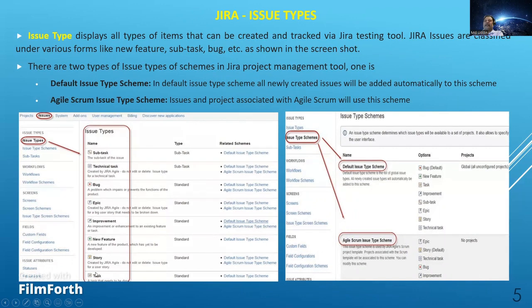Like what kind of issue are you creating? Are you creating a story, or a new feature, or is it an epic or a bug? These are the types of issues you have to define when you're creating an issue. So when you choose the issue type, you have to choose any of these for that issue. That's how you create it.